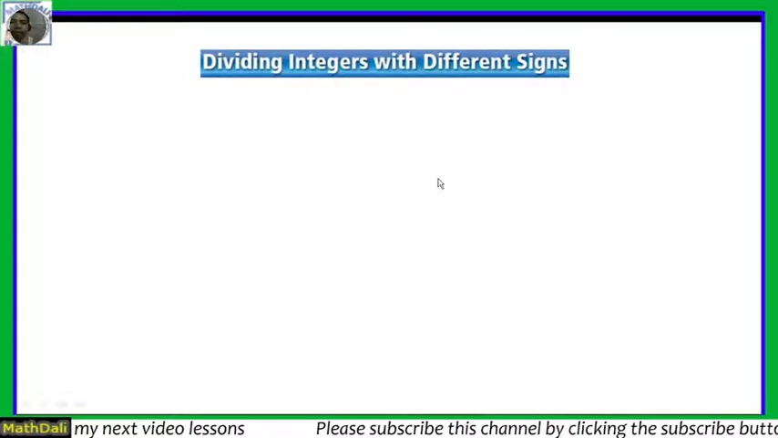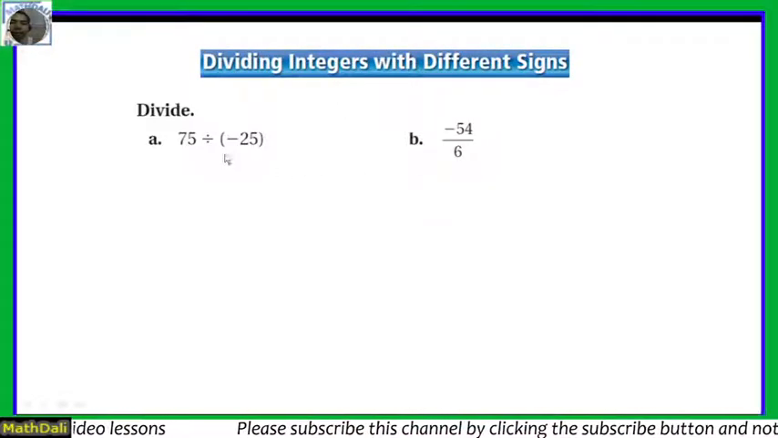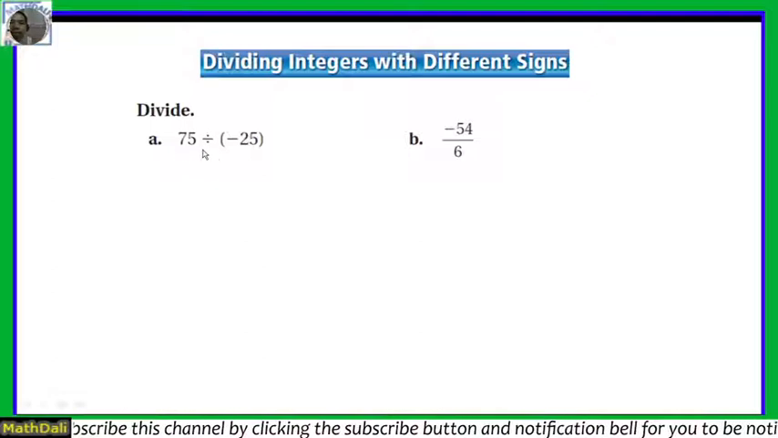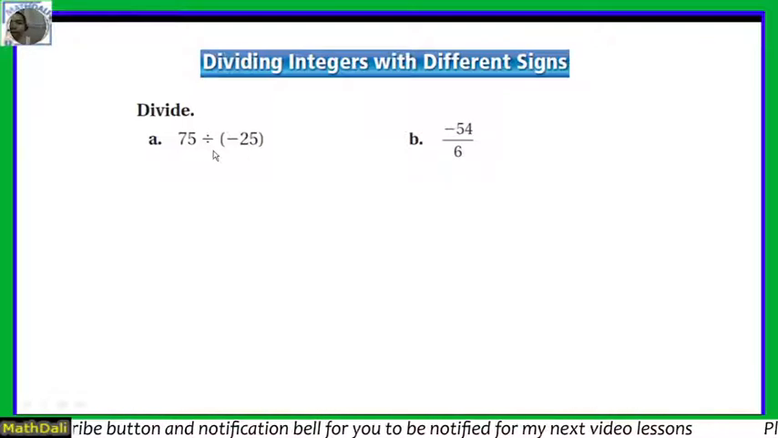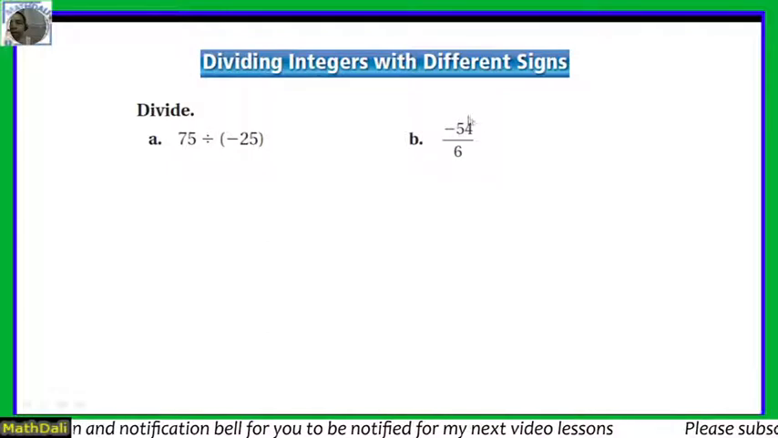Next, how about this? Dividing integers with different sign. So, magkaiba yung sign. Tingnan natin to. 75 divided to negative 25. Dito, nauna yung positive kaysa sa negative. Dito naman, nauna yung negative kaysa sa positive. Can be in the form of this operation, yung division, or it can be in this form, that is a rational or fraction.